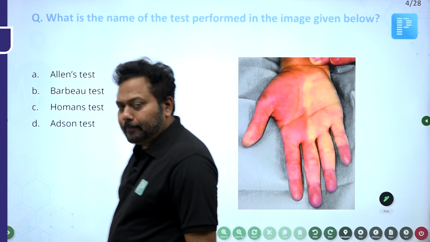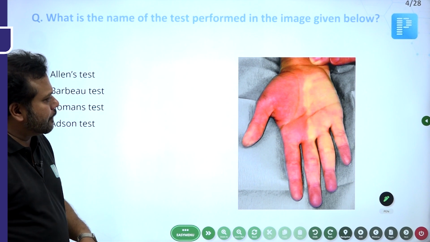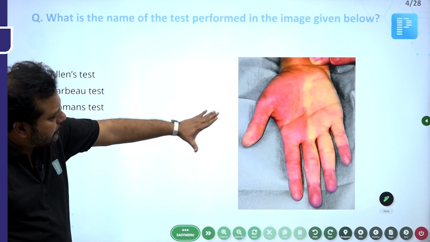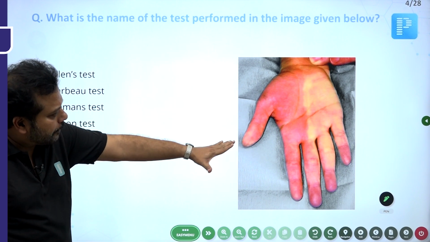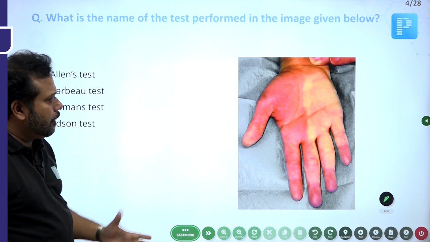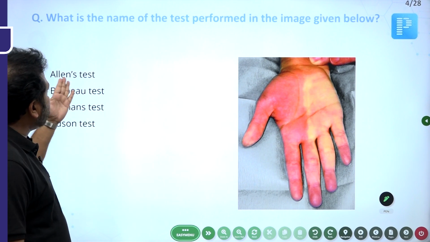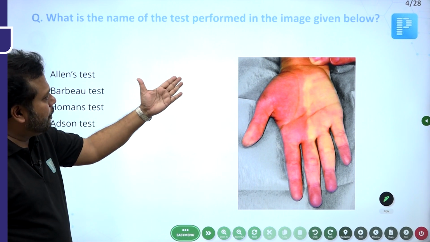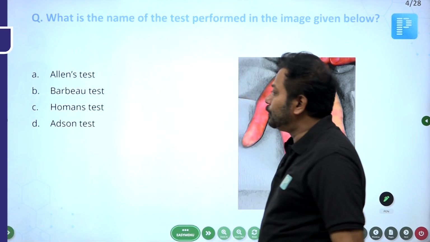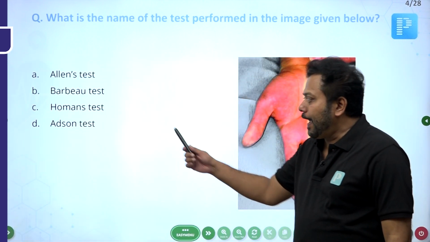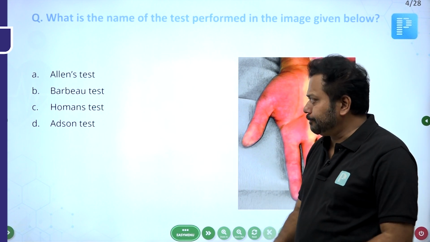You see the diagram. Excellent diagram. I am able to see redness in the radial half of the hand and blanching in the ulnar half of the hand, palmar surface. What is the name of the test performed in the image given below? Allen's test, Barbeau's test, Homan's test, Adson's test.